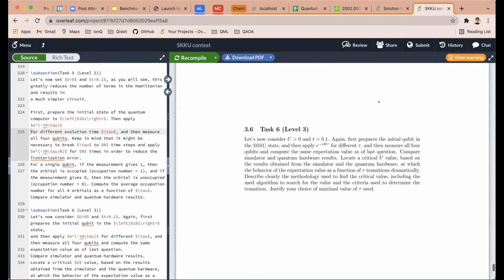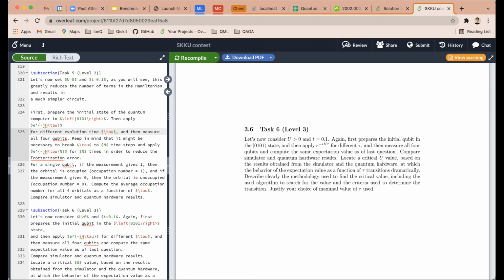Now let's move to the last task. In this case, we consider a non-zero repulsion, with t still being 0.1. The last problem is the case of non-zero repulsion, that is, U greater than 0, and t equal to 0.1. You need to propagate this Hamiltonian for a certain amount of time and measure the orbital occupation.